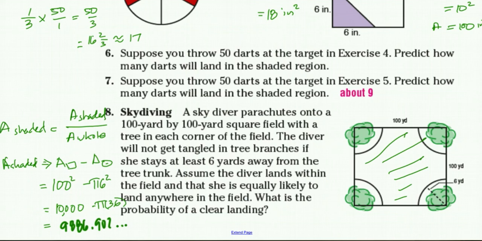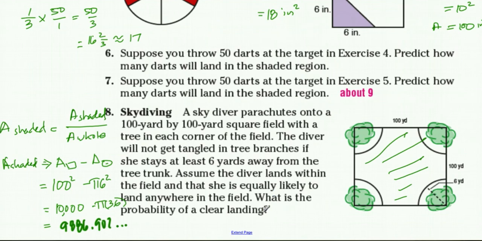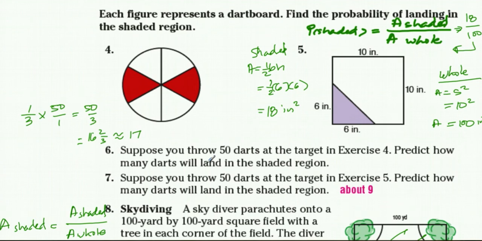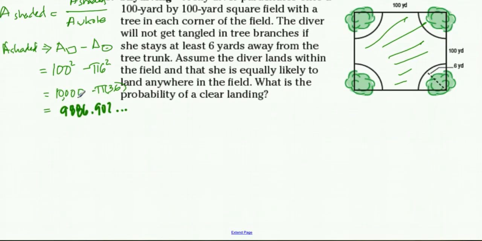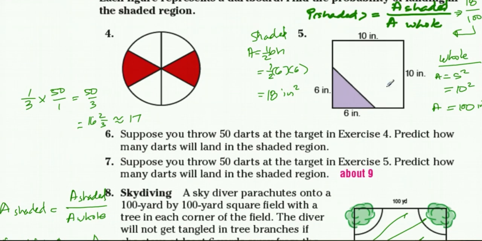And we'll go back. Let me make this thin again. Don't know why this became thick. Okay, and we go back to our original formula to be able to find the probability of it landing in the shaded region. We need to have the area of the shaded region divided by the area of the entire region. In this case, we found the area of our shaded region, which is 9,886.902. And if you notice, the area of the entire region will be this entire square, 100 times 100, or 10,000 square inches.